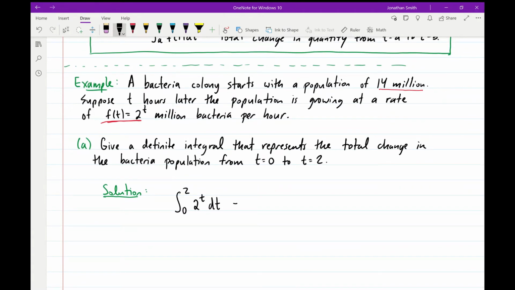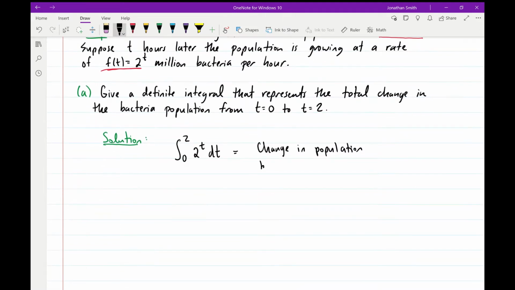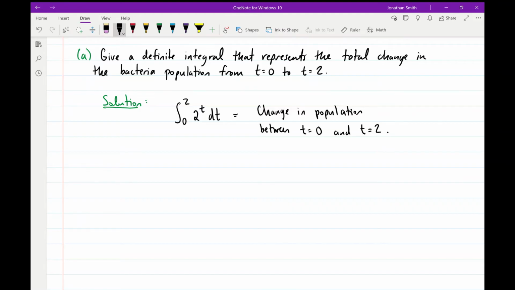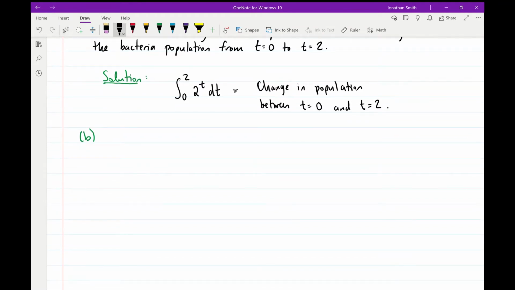So this definite integral here is equal to the change in population between t equals 0 and t equals 2. Okay, so that's the answer to the first question. Now we can write down a second question. Let's say we want to find the actual population of the bacteria colony at time t equals 2.